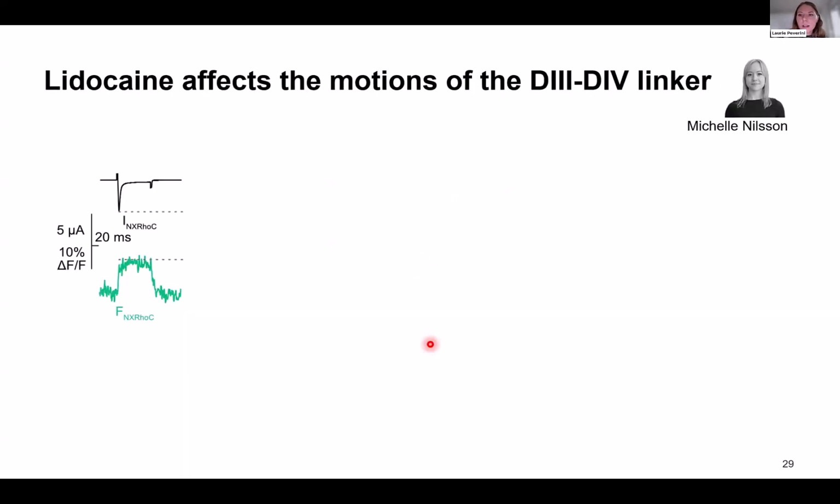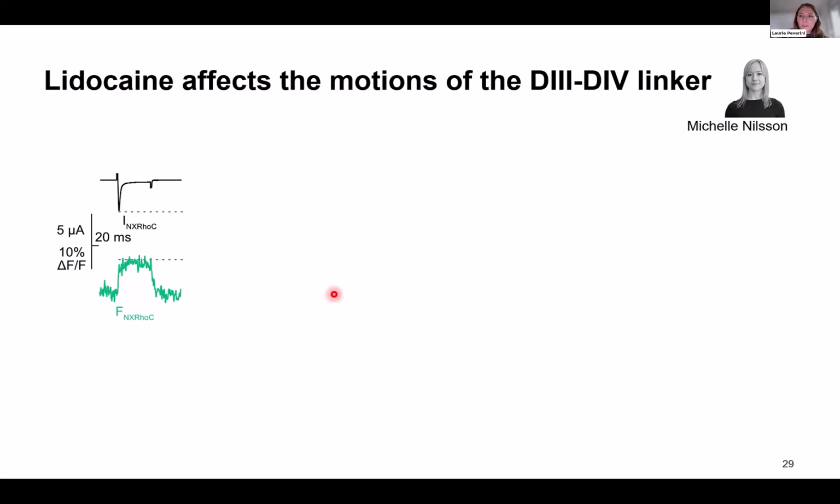Then we decided to track the impact of lidocaine on these fluorescence signals. For that, I was helped by Michelle Nielsen, a postdoc in the lab who has done some VCF recording. Lidocaine is an antiarrhythmic drug used in the clinic, and it blocks the NaV 1.5 pore by binding predominantly to the open and inactivated states.